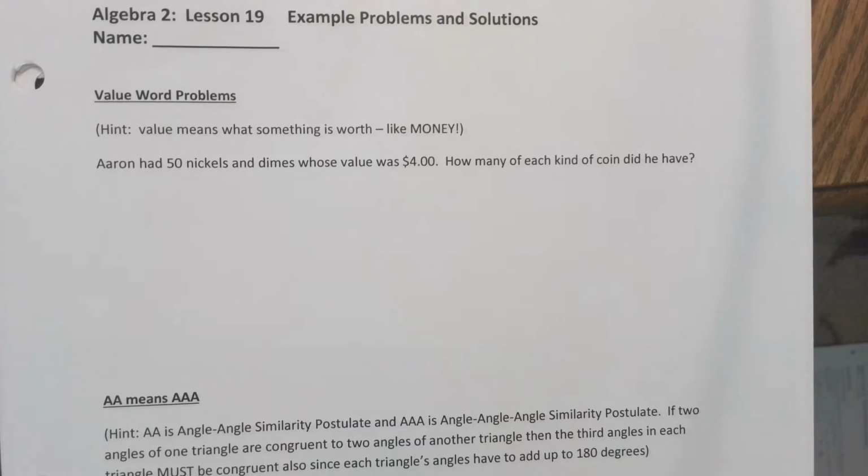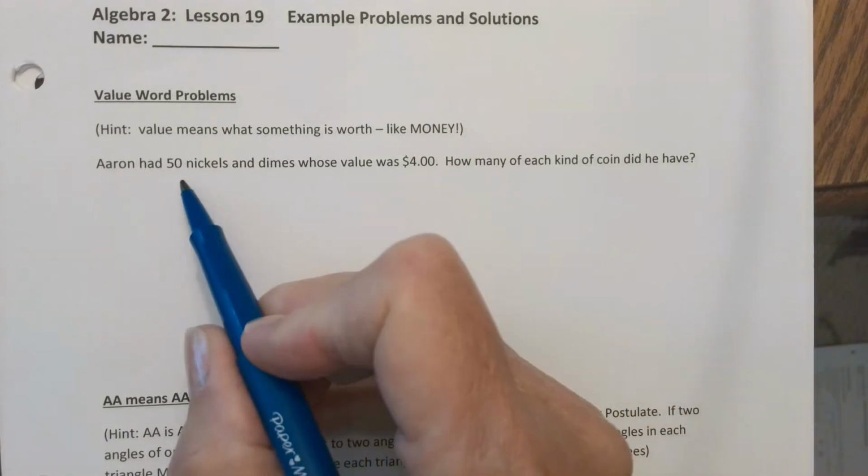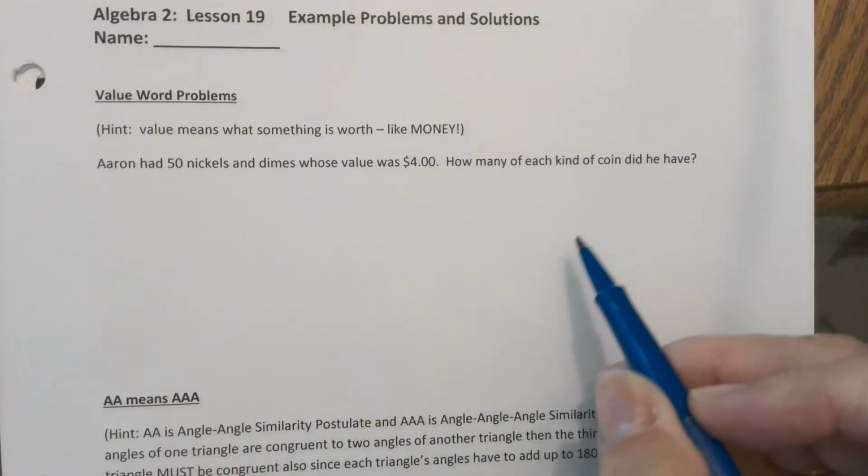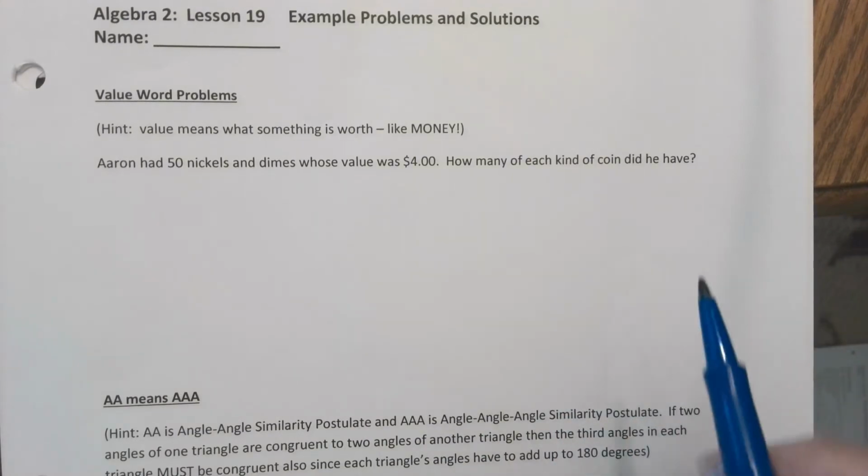Okay, on lesson 19, first thing we're going to talk about is these value word problems. Remember that value means something, what something is worth, such as money. So Aaron had 50 nickels and dimes whose value was $4. How many of each kind of coin did he have?